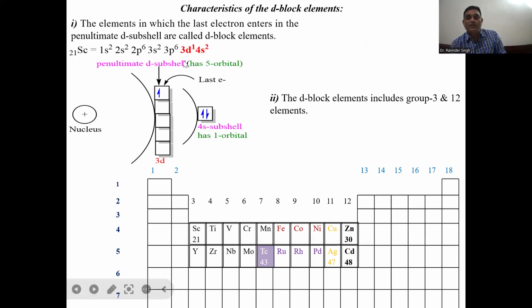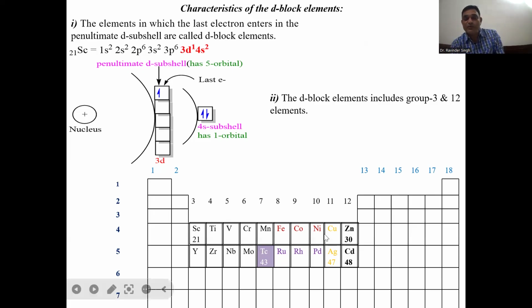Although you can see the d is filled, d is filled even after losing 2 electrons. So zinc is not a transition element. Why is zinc not a transition element? Because according to the definition, a transition element is one in which the d subshell is partially filled, not fully filled, either in the neutral state or the ionic state. In the neutral state of zinc, d is filled, 3d10. In the ionic state, after losing 2 electrons, 3d is filled. This means the d subshell is filled in both the neutral and the ionic state in the case of zinc. So zinc is not a transition element. It is a d-block element, but not a transition element, right?